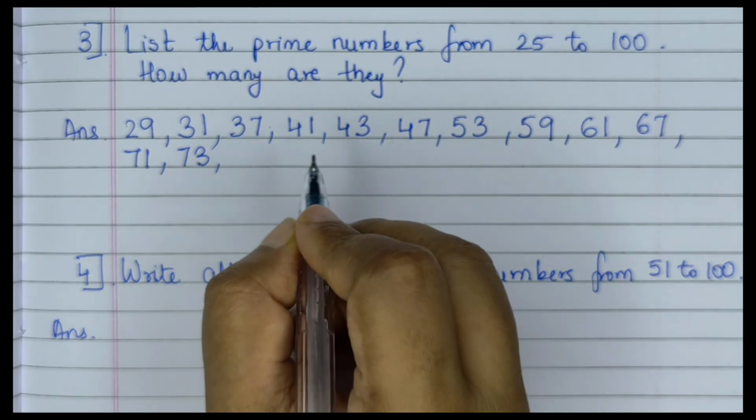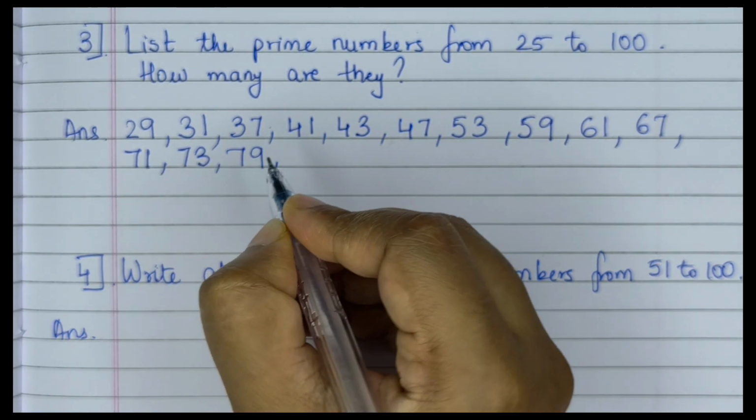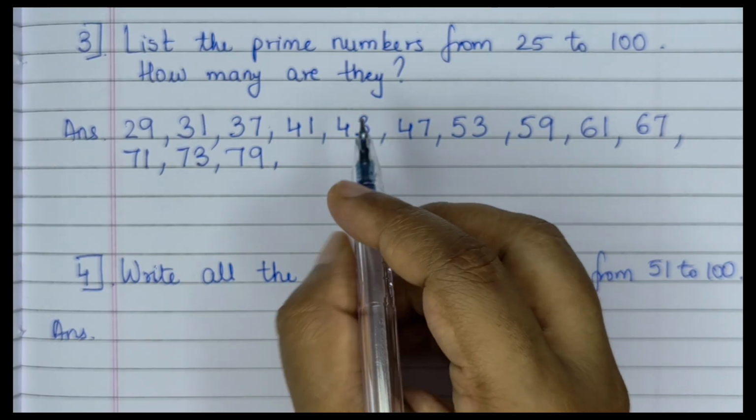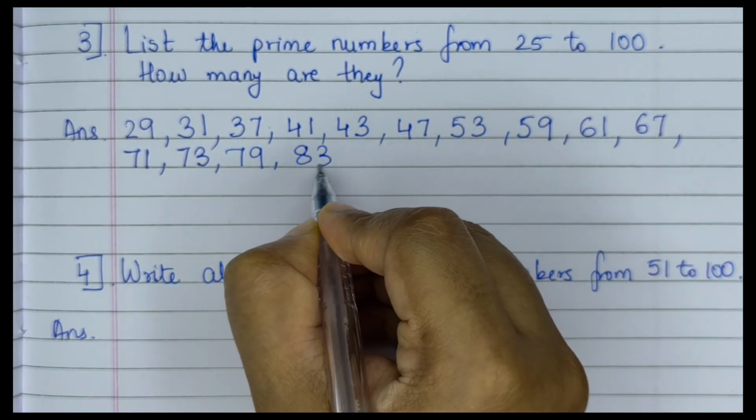75, 76, 77, 78. Then we have the next number 79. 80, 81. 80 is divisible. 81 is also divisible by 9. 81. Then we have 82 is divisible. Then 83 is not divisible. Understood?